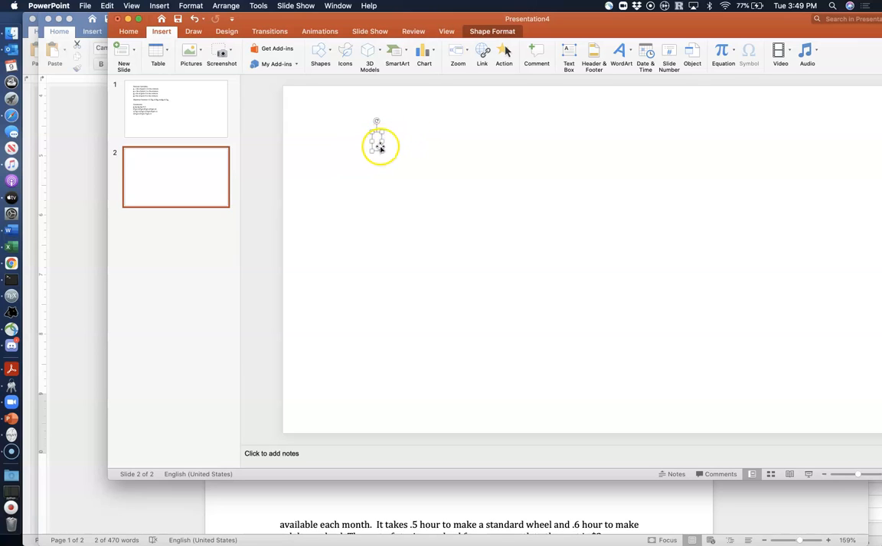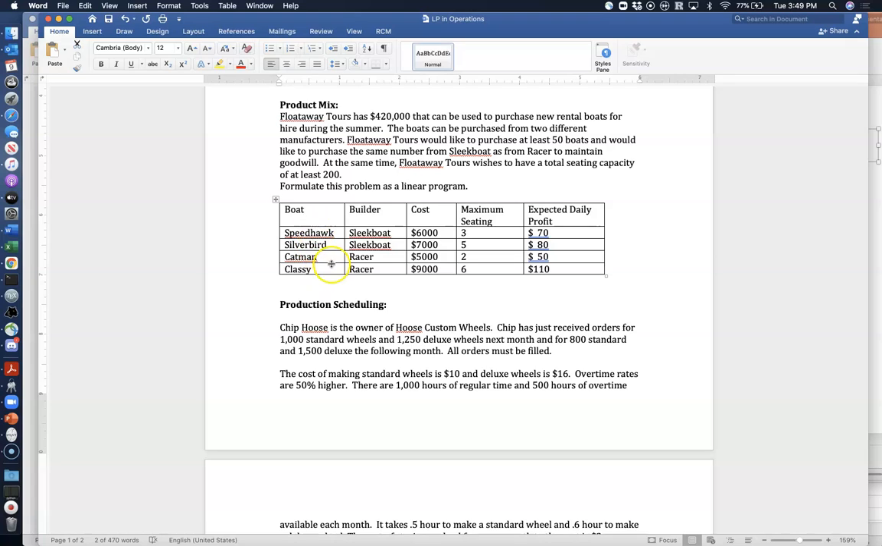Right, so let's begin with the decision variables first. Now in this problem, there'll be 4 decision variables because you're buying 4 types of boats. One of the traps to fall into would be to assume that there are only 2 decision variables because you're buying from 2 different companies, which is Sleek Boat and Racer, but you are buying 2 different kinds of boats from each of them. So you have to keep track of which kind of boat you're buying. So in total, there are 4 decision variables here.